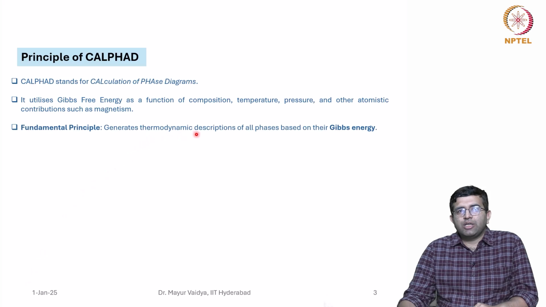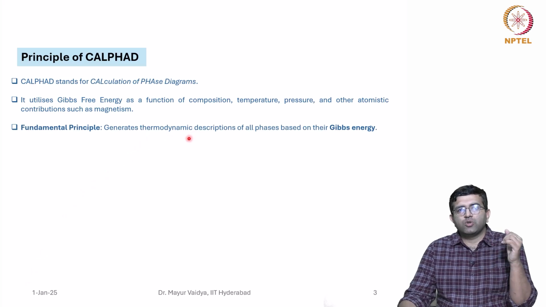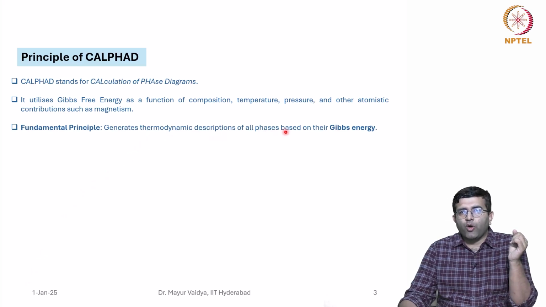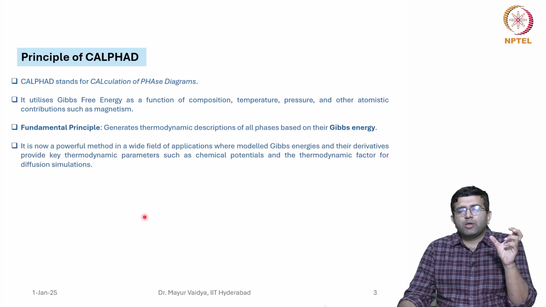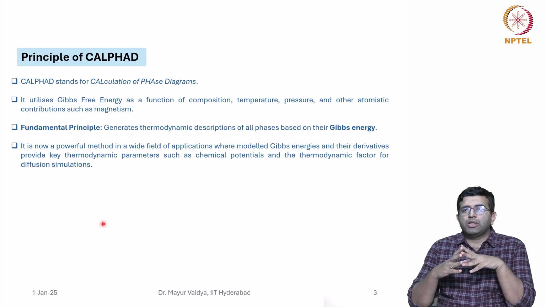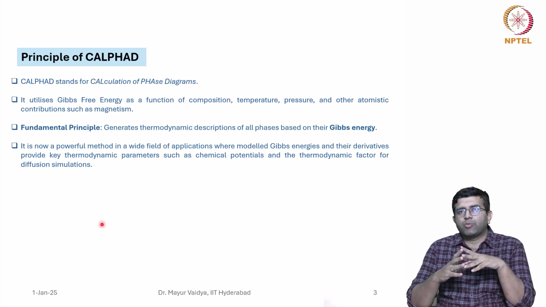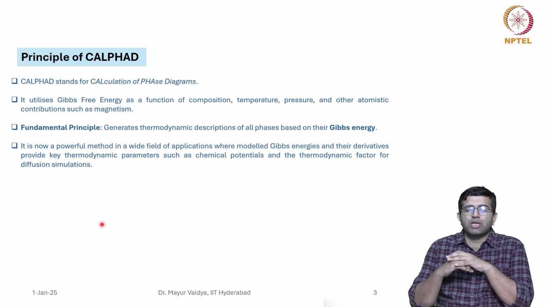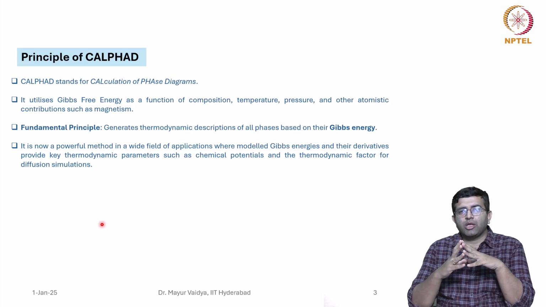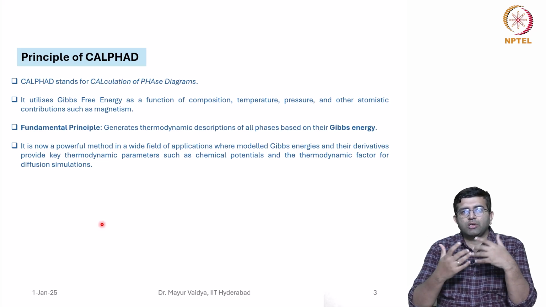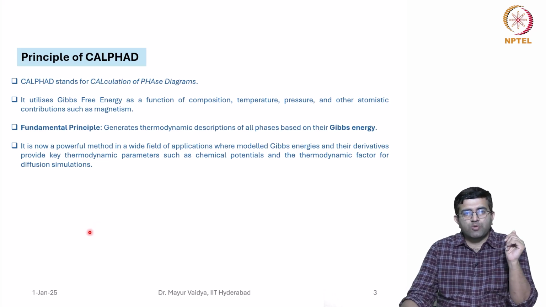It generates thermodynamic descriptions of all phases based on their Gibbs energy. It's a very powerful method where Gibbs free energies are modeled, and their derivatives provide key thermodynamic parameters such as chemical potentials and the thermodynamic factor for even diffusion simulations. Remember this word thermodynamic factor, we saw it when we were looking at the Darken analysis and how the tracer diffusion coefficients are related to the intrinsic diffusivities.